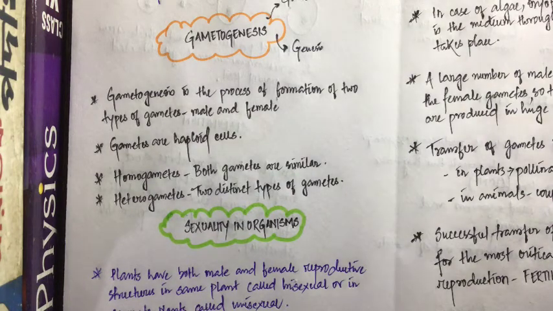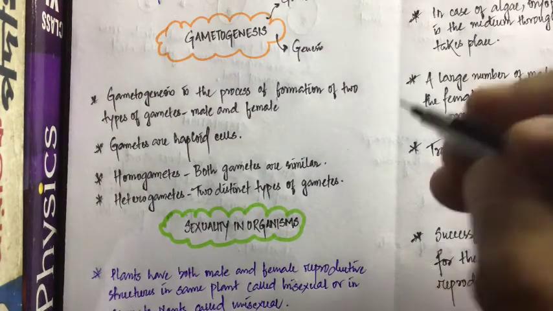If a cell contains a pair of DNA, that is called a diploid cell. If it contains only one single DNA, that is called a haploid cell. Clear? So these gametes are haploid cells. Let me tell you with an example.